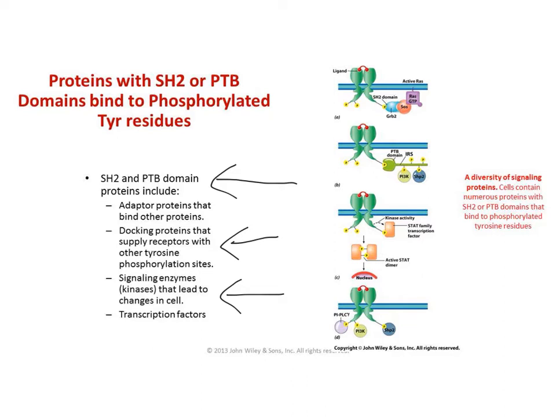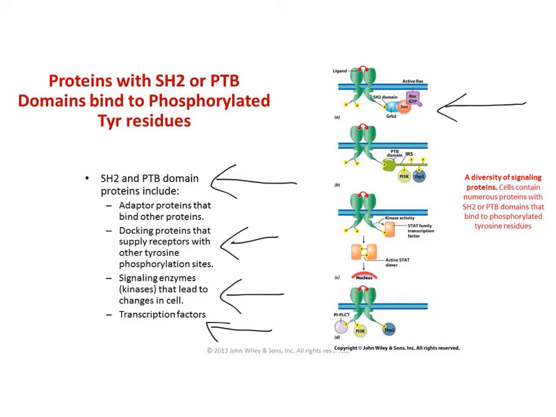So a kinase itself could have an SH2 domain, and binding to the receptor tyrosine kinase could activate that particular kinase. Or it could also lead to activation of transcription factors, such as a transcription factor actually having an SH2 domain or a PTB domain, and leading to its activation by interacting at a receptor. So these different figures here show you the different scenarios.